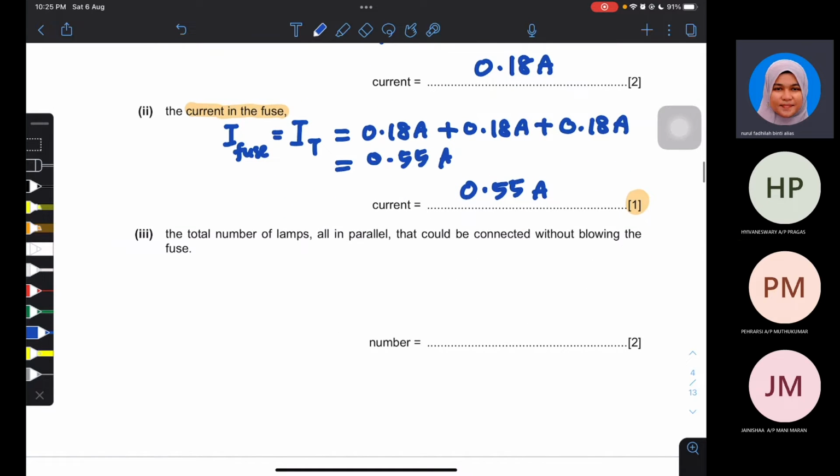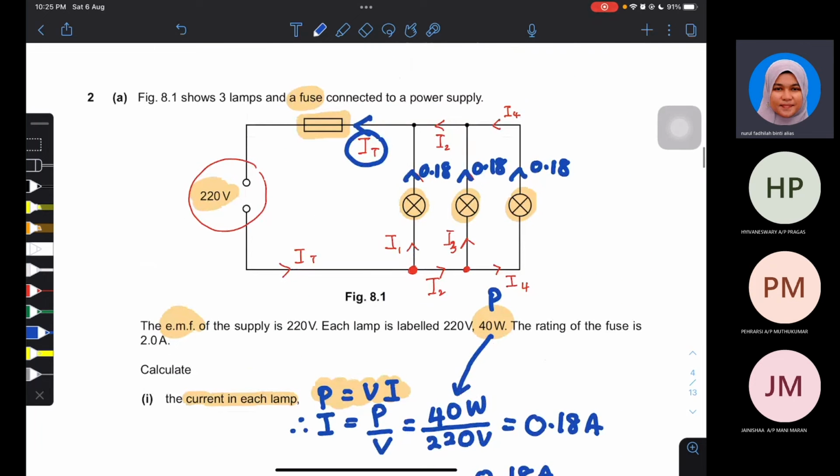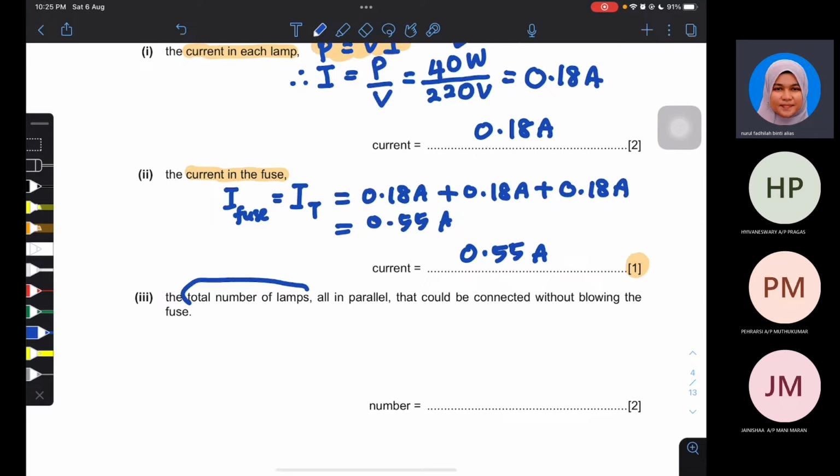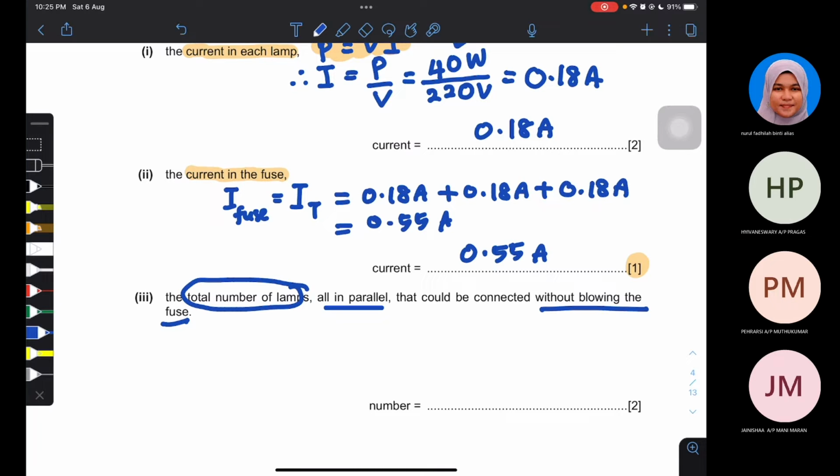The total number of lamps all in parallel that could be connected without blowing the fuse. So sekarang kita ada 3 sahaja lampu. Dia kata berapa lampu yang kita boleh letak secara parallel without blowing the fuse. Tidak merosakkan fuse. Jadi berapa? Senang saja.